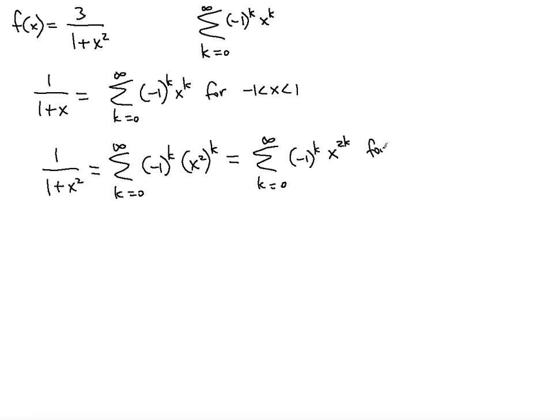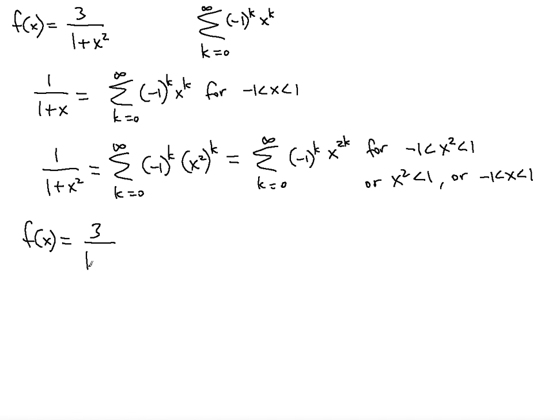And true for what? Remember, the x is replaced with x squared in the interval, right? So negative 1 is less than x squared is less than 1. That's the same thing as having x squared less than 1, or negative 1 is less than x is less than 1. Same thing. Okay, so as you can see, the interval didn't change. So now one more thing, right? We need to multiply this by 3 so that we'll have the desired function that we need.